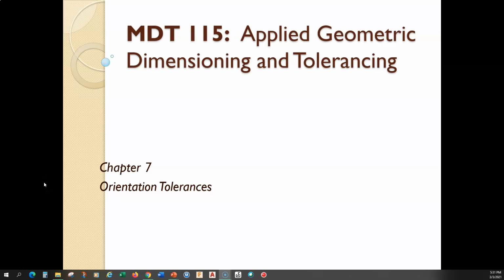Okay, so let's get started with Chapter 7, Orientation Tolerances. This should be the chapter that really starts to put things together for you. I think that orientation tolerances, as you'll see, are kind of straightforward. They lend themselves very well to a level of understanding that I think is more comfortable with people. And we're putting a lot of pieces together.